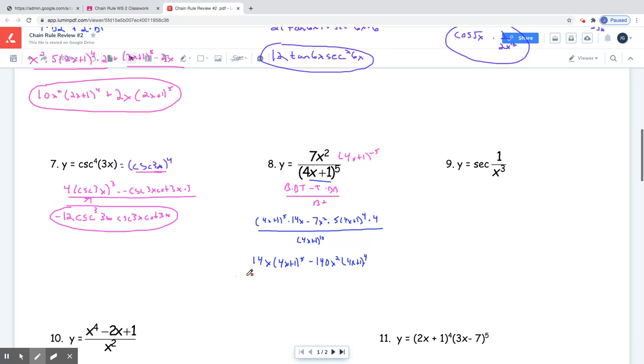Now, eventually, we will be taking out a GCF. They both have a 4x plus 1 to the 4th, which would be a GCF. We could take out a 14 and an x, but we'll get to that eventually. For this first test, we're not going to worry about that. We're just going to worry about the basics. All right, and there is your answer.